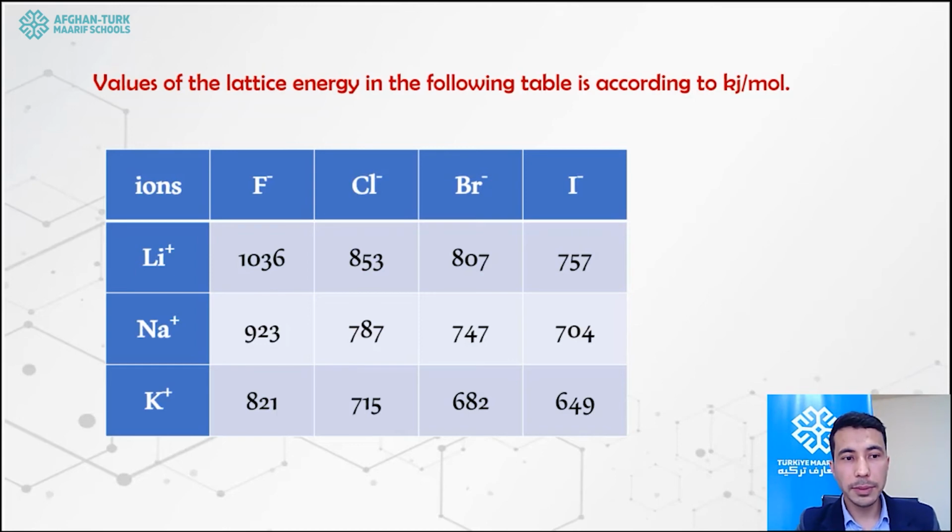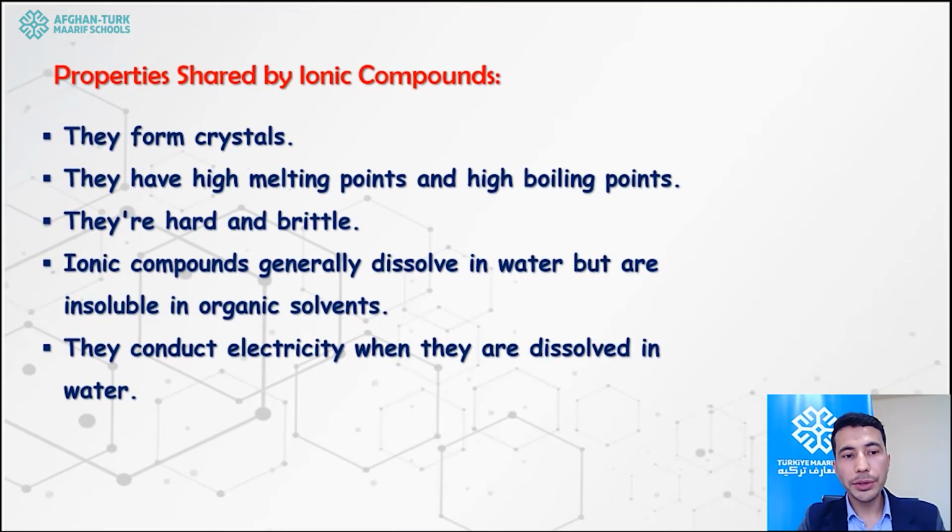Let me tell you something else about the properties of ionic compounds. Ionic compounds are mostly crystals. Students, remember this. They will form mostly crystal solids, and ionic compounds will have very high melting and boiling points. For example, rocks are mostly made up of salts, and salts are ionic compounds. If you want to melt them, you will need very high amounts of heat and temperature.